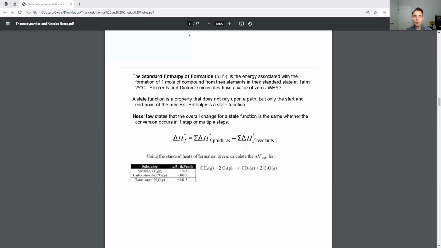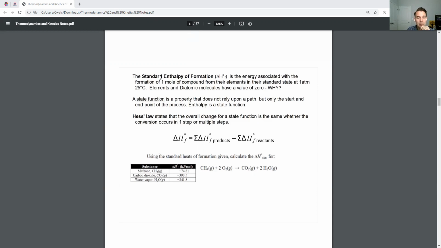It says the standard enthalpy of formation. So we see delta H with a little degree symbol there. That means that we are at the standard state. Okay, so when we see this little degree symbol here, it means we're at the standard state, which is 1 atmosphere and 25 degrees Celsius. So it's different than STP. Standard state is like room temperature conditions, 1 atmosphere, 25 degrees Celsius.